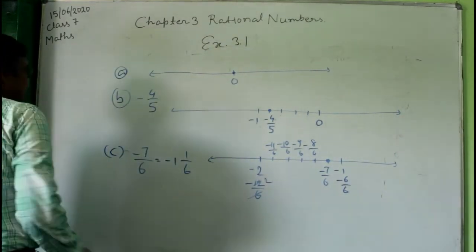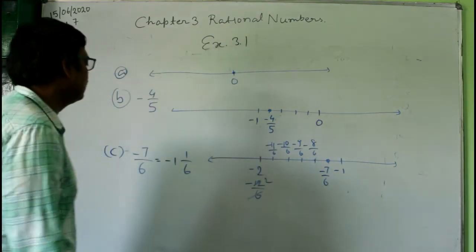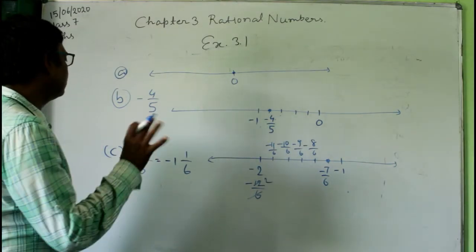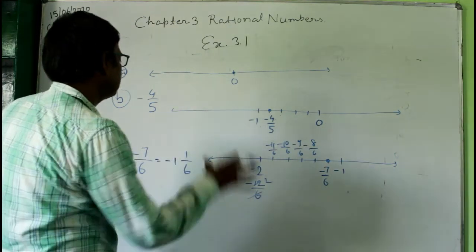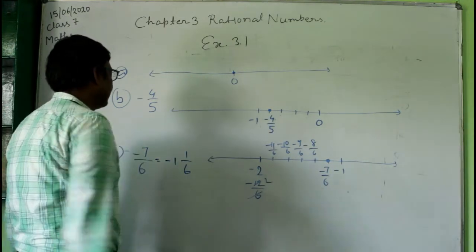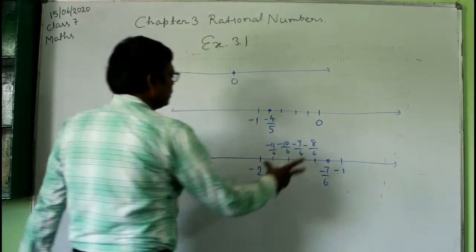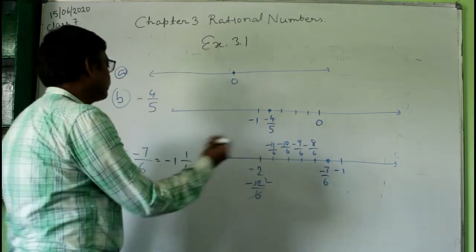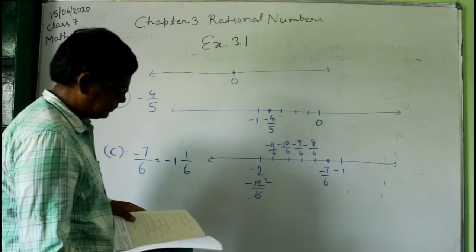So to locate any rational number on the number line, first observe the number and find out the two numbers between which it is lying, and then divide the segment into the number of equal parts according to the denominator. Like in this case the denominator is 6, so I have divided this part into 6 equal parts, 1, 2, 3, 4, 5 and 6. So in this way you can locate any rational number on the number line.